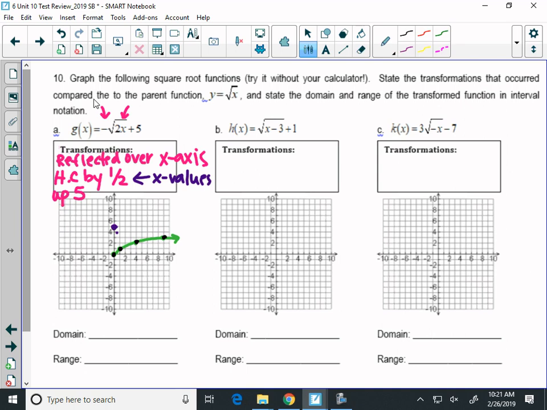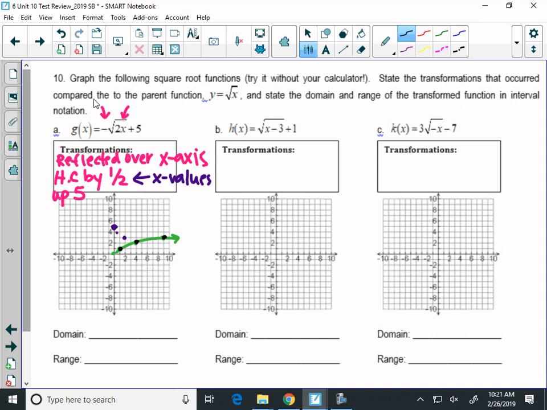All right, now at 4, 2, I reflect that over the x-axis. It brings me underneath here. Horizontally compressing that value of 4 brings me to the x of 2, negative 2, and up 5. So you'll be at the point 2, 3.